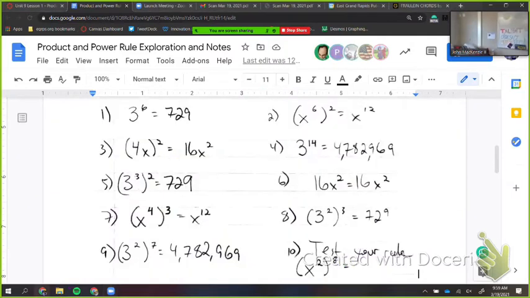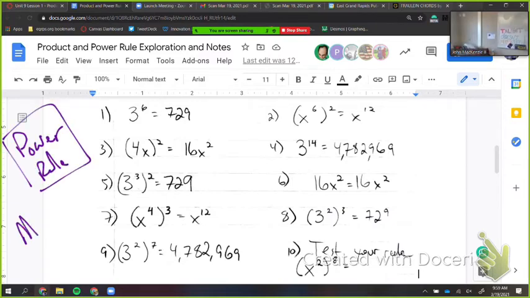Mikey is saying this right here, which is called the power rule. He's saying, in this case, multiply exponents. So let's test that out. So, x to the 6 squared, 6 times 2 is 12. Checks out.